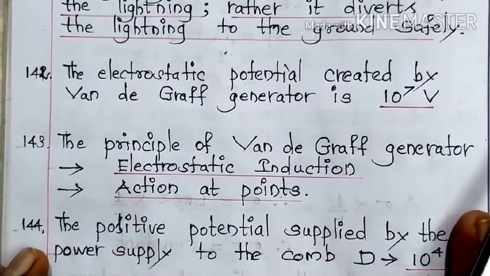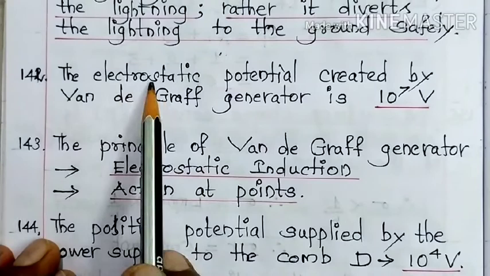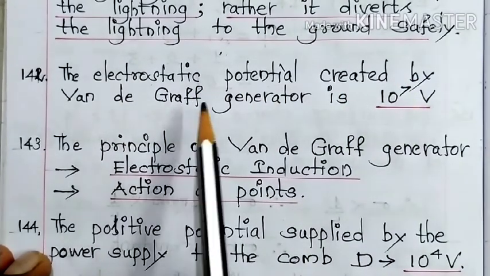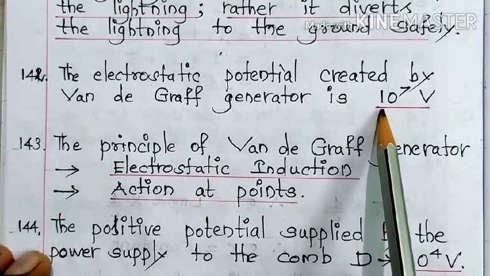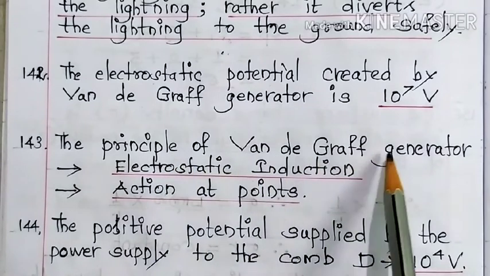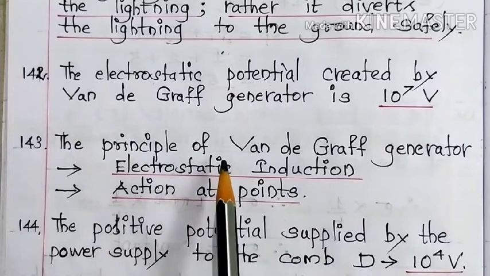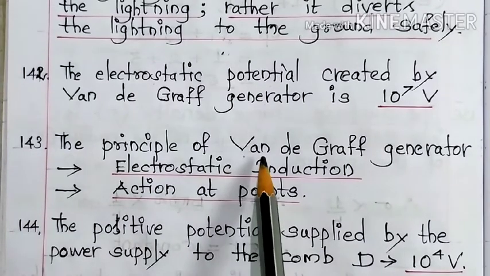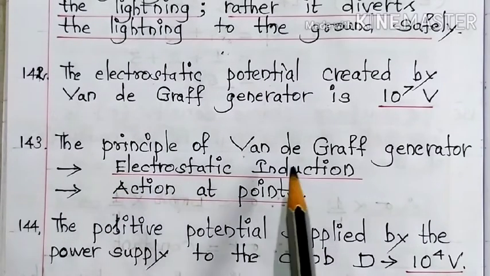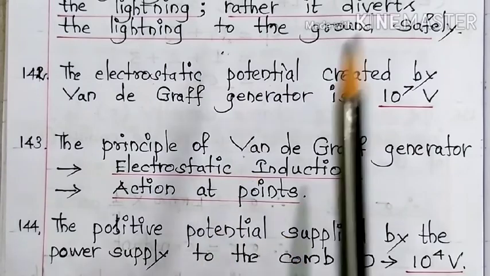Next one, it is related with the Van de Graaff generator. The electrostatic potential created by the Van de Graaff generator is nearly 10 to the power of 7 volt. The principle of Van de Graaff generator: there are 2 principles based on which the apparatus known as Van de Graaff generator works. They are nothing but electrostatic induction and action at points. These are the 2 principles.